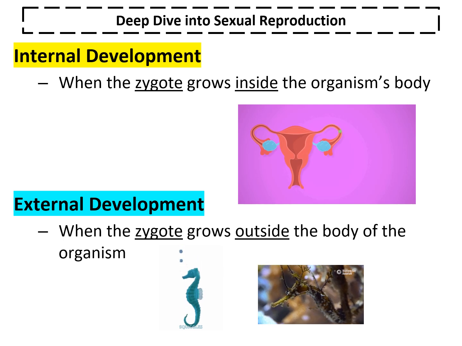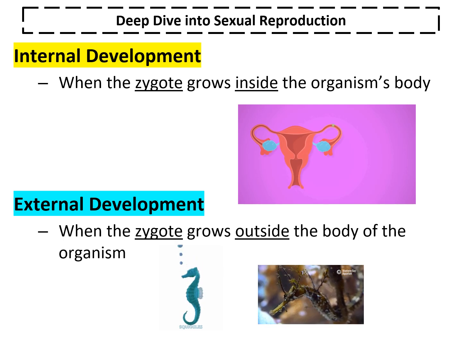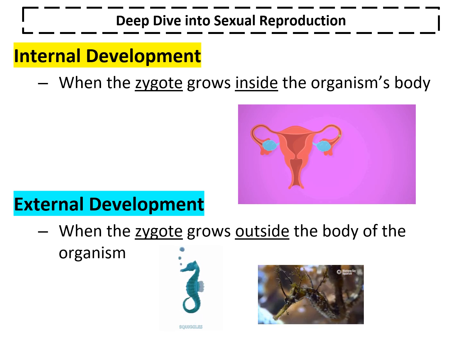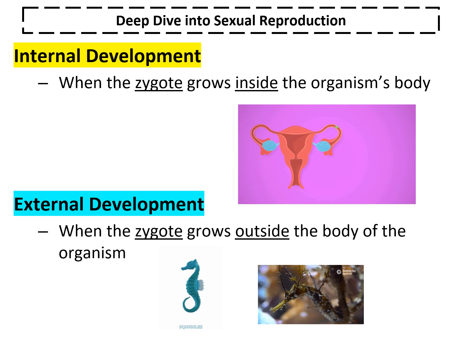Internal development is when the zygote grows inside of the organism's body, like a human. Fertilization happens in the body, and the baby grows inside of the organism's body as well. That is internal development.